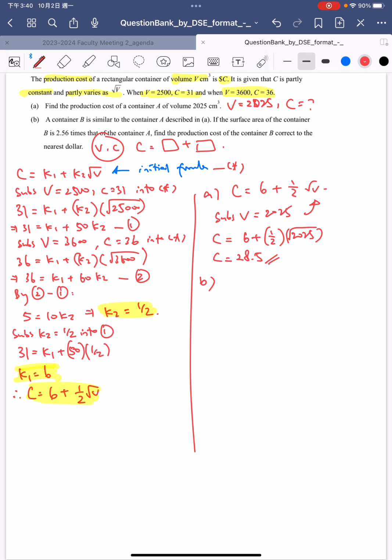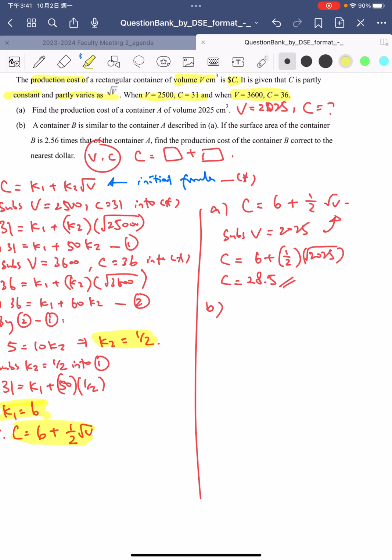So for question B, we have a container B, which is similar to container A described in A. If the surface area of B is 2.56 times that of container A, find the production cost. Be careful in these questions, they are saying that the surface area is 2.56 times. So what does that mean? We have the surface area of B is equal to 2.56 of the surface area of A.